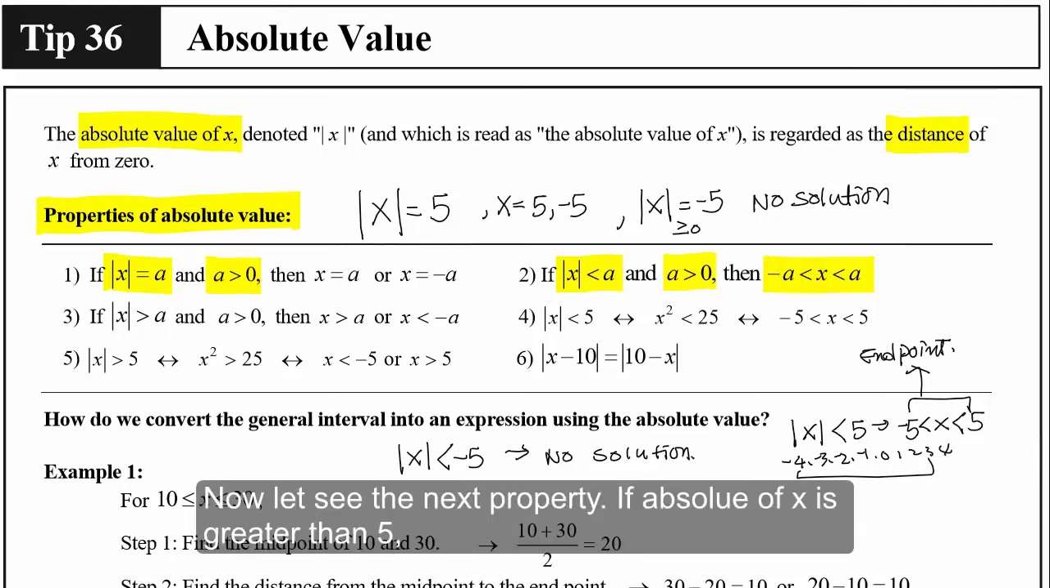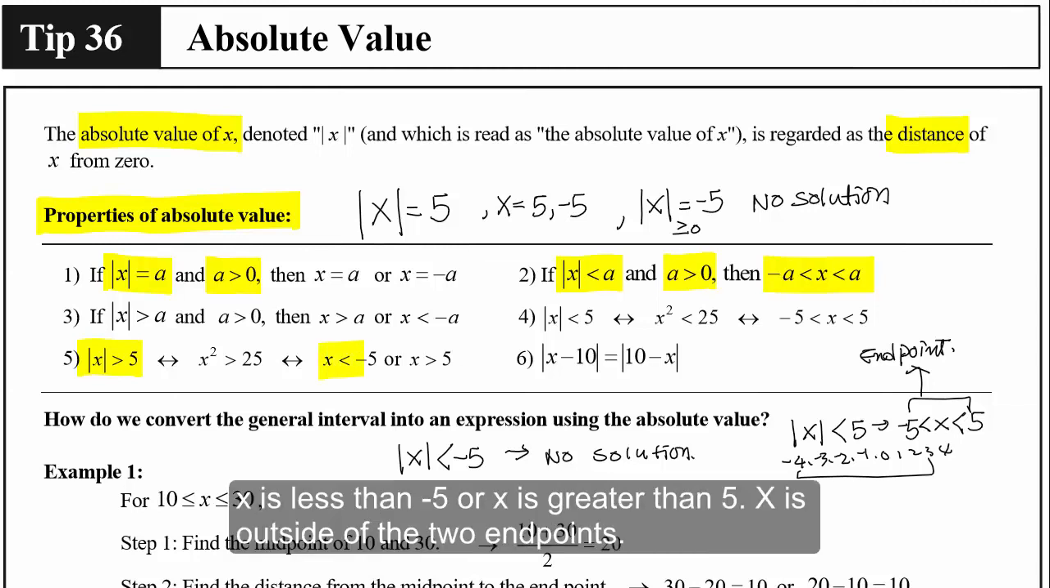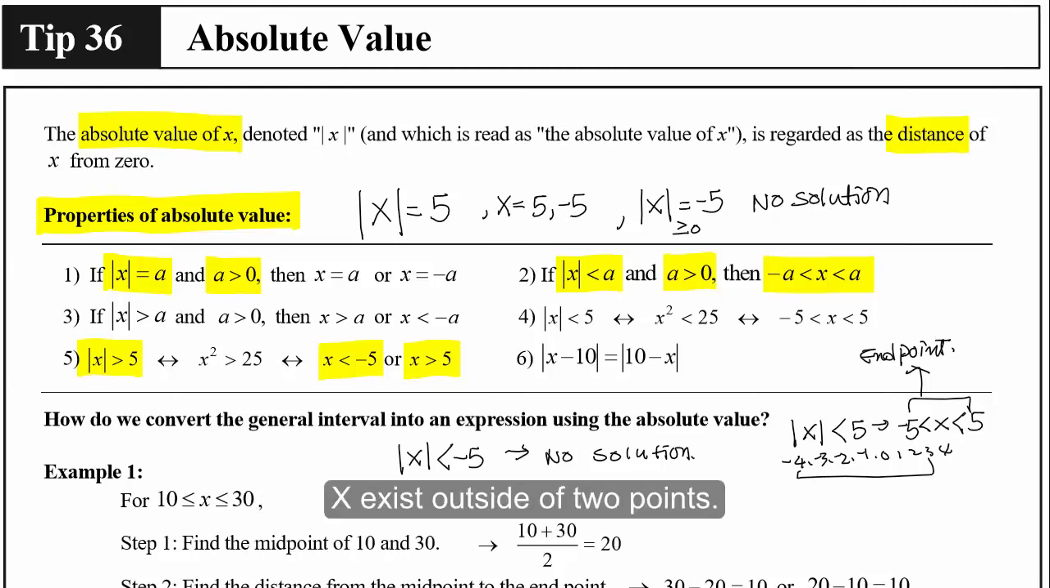Okay. Now let's see the next property. If the absolute value of x is greater than 5, the solution is x is less than negative 5 or x is greater than 5. X is outside of the 2 endpoints. Okay, x exists outside of the 2 points. That's it.